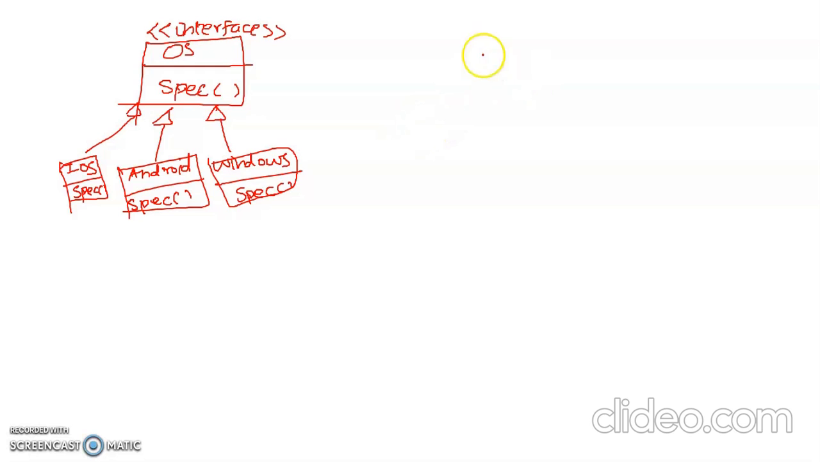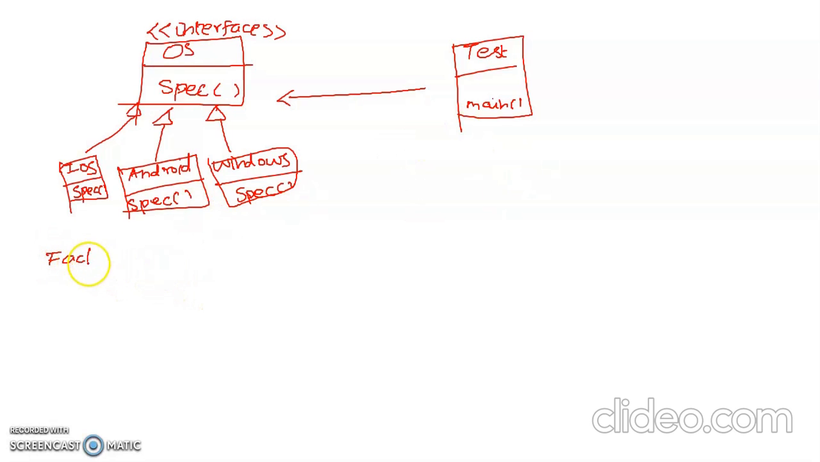Now I am going to create an object in public static void main, an object for this OS class, and I want to execute the functions written over there. This is the usual code, but with the factory design pattern, what we'll do is we'll have the same operating system class.